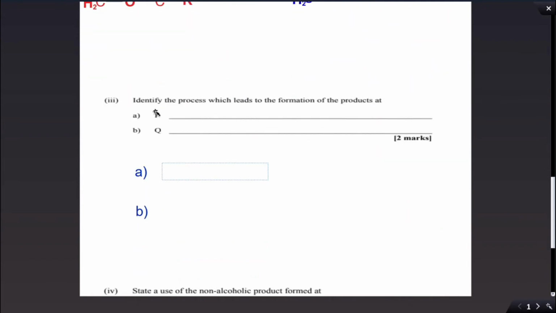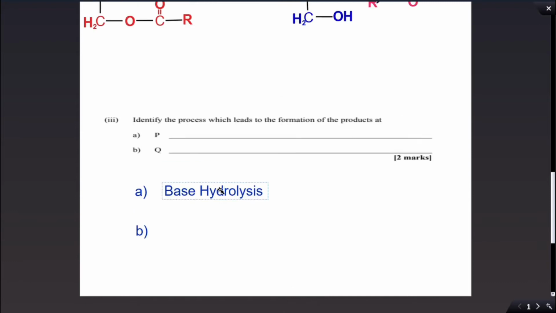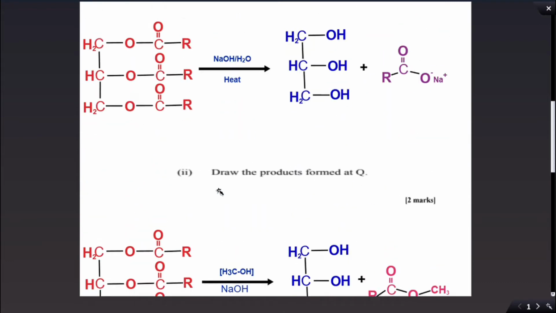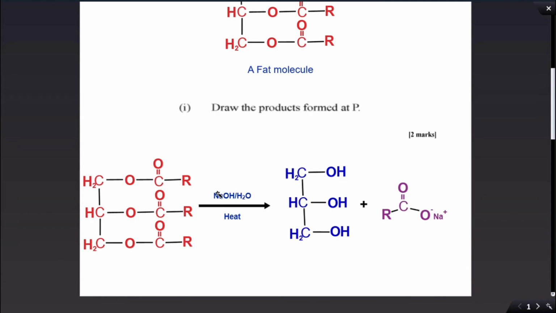Part 3, identify the process which leads to the formation of the products at P and Q. So at P, base hydrolysis was used to form the trialcohol and the organic sodium salt. Hydrolysis is a typical reaction for esters. It can either be base hydrolysis or acid hydrolysis.